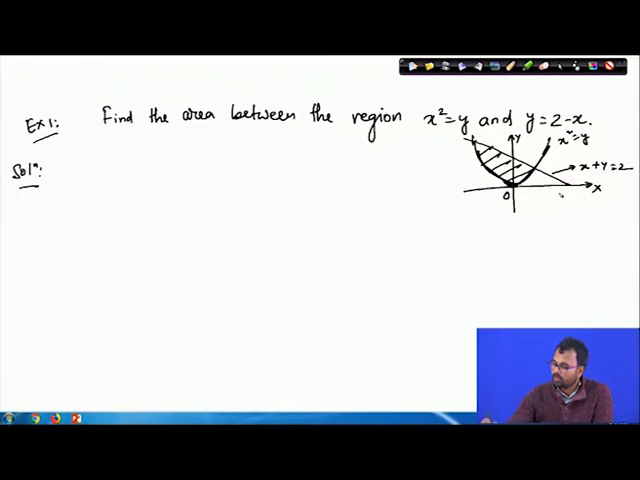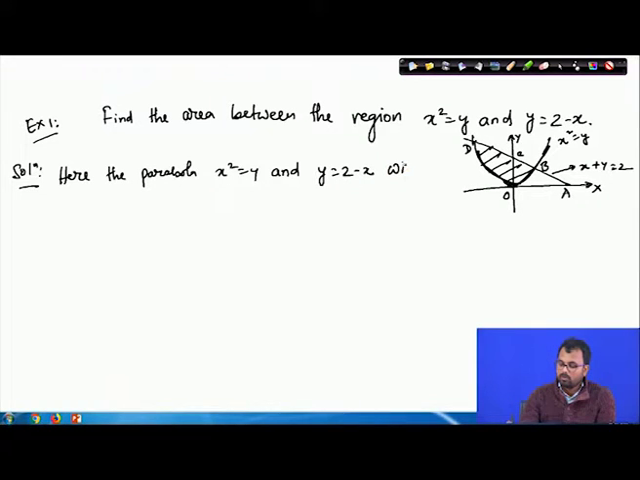Let's call this point O, then this is A, this is B, this is C, this is D. Now since the parabola and the straight line are intersecting, or the area is bounded between them, they must meet at some point. So in order to calculate that, we have here the parabola x square equals y and y equals 2 minus x will meet at the following points.